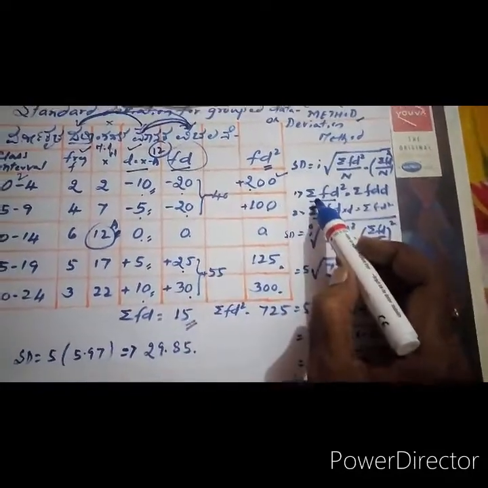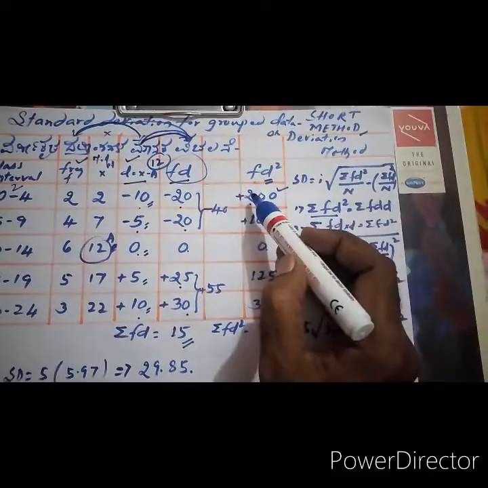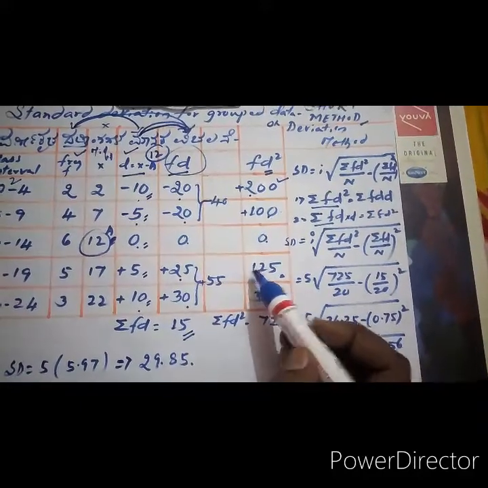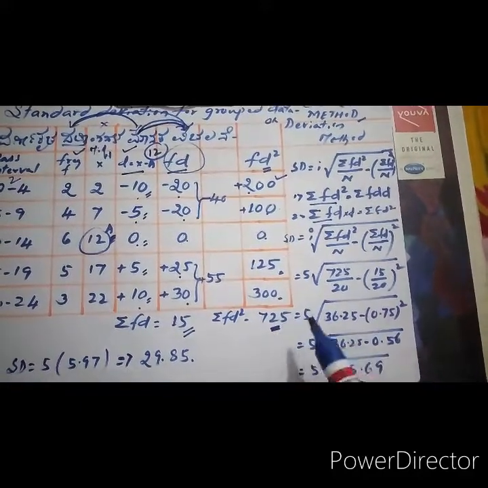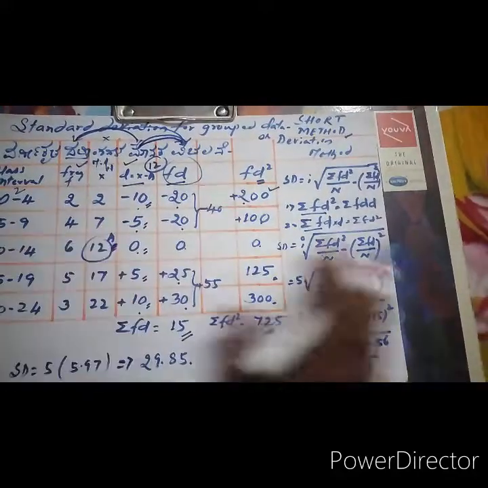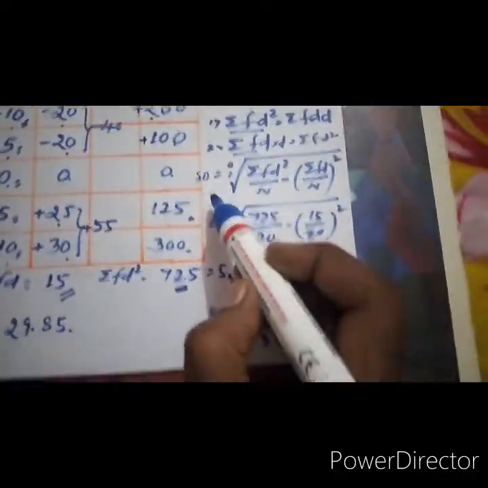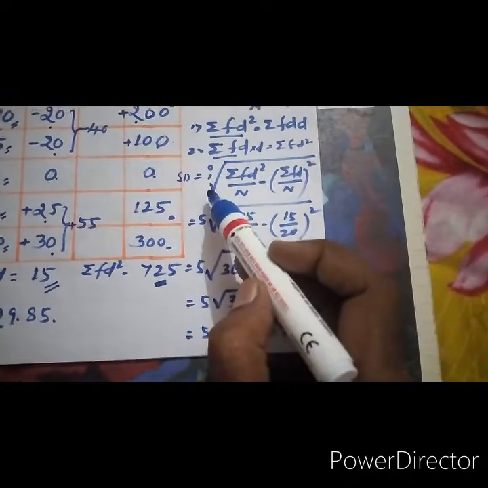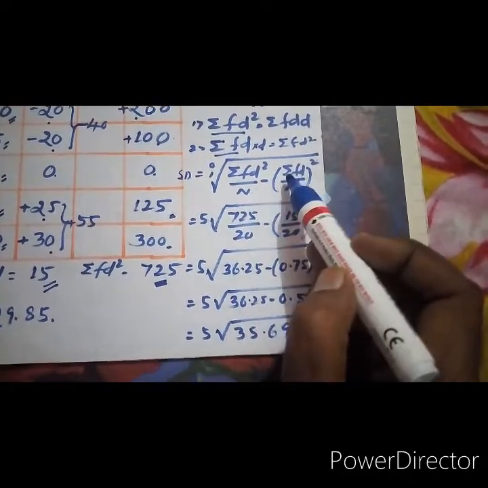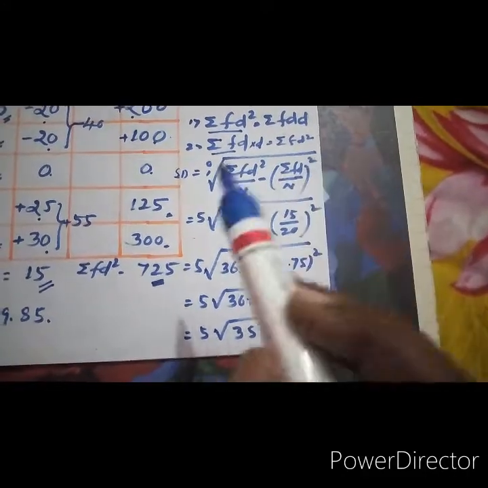What we want is summation fd square. You add all these: 200 plus 100 is 300, 600, 725. So summation fd square is 725. Now we complete the table and just put in the values. Standard deviation is equal to i into the square root of summation fd square divided by n minus summation fd divided by n, whole square.